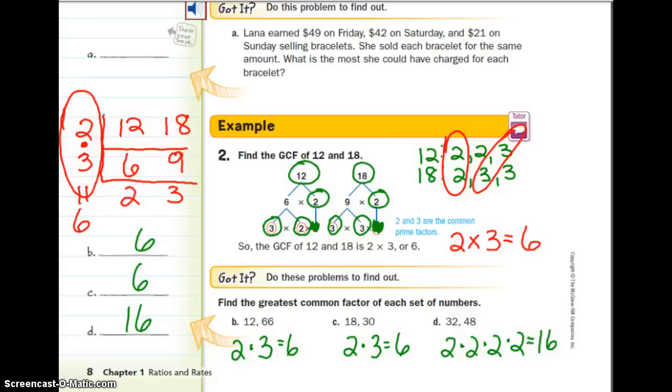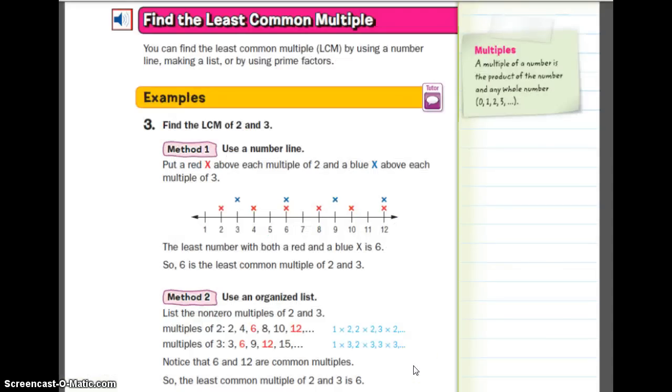Turn the page. Alright, now we're going to look at least common multiple. And remember, in multiples, we're multiplying up. Now, in method number 1, we're looking for the least common multiple of 2 and 3. In this case, they've done a number plot with x's. I don't really like this method, so again, I'm going to teach you how to do it with the upside down division tree. It also works very well.